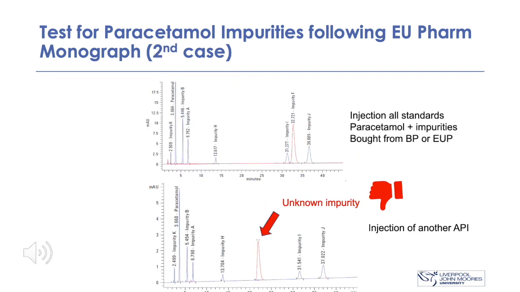Let's see another example of a possibility of an API which shows an unknown impurity. So what do we do in this case? Well, in this case we have very little to do because this is not complying with the pharmacopoeia. You can have APIs with fewer impurities than listed in the pharmacopoeia, but not with impurities that are not listed or allowed by the pharmacopoeia. So in this case, our product is not complying.